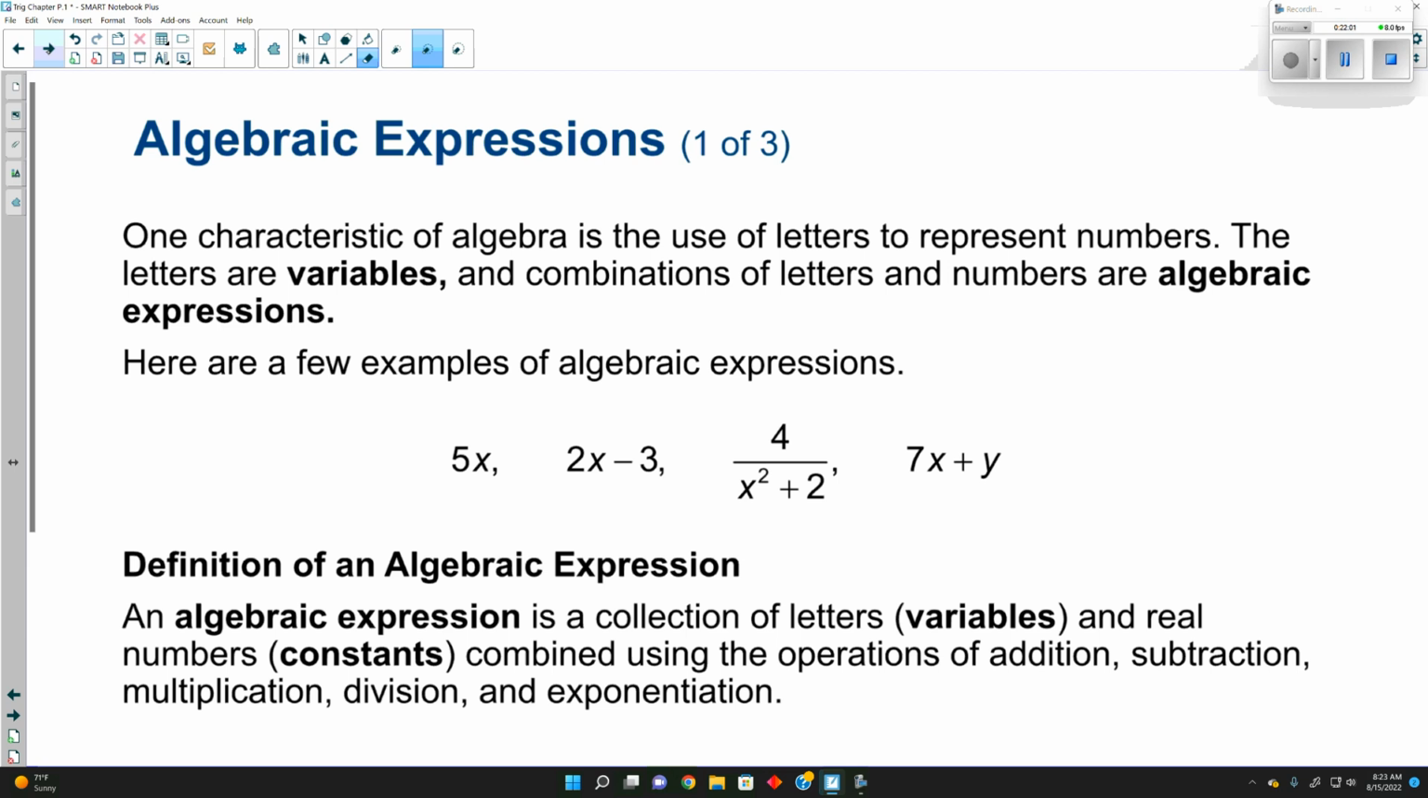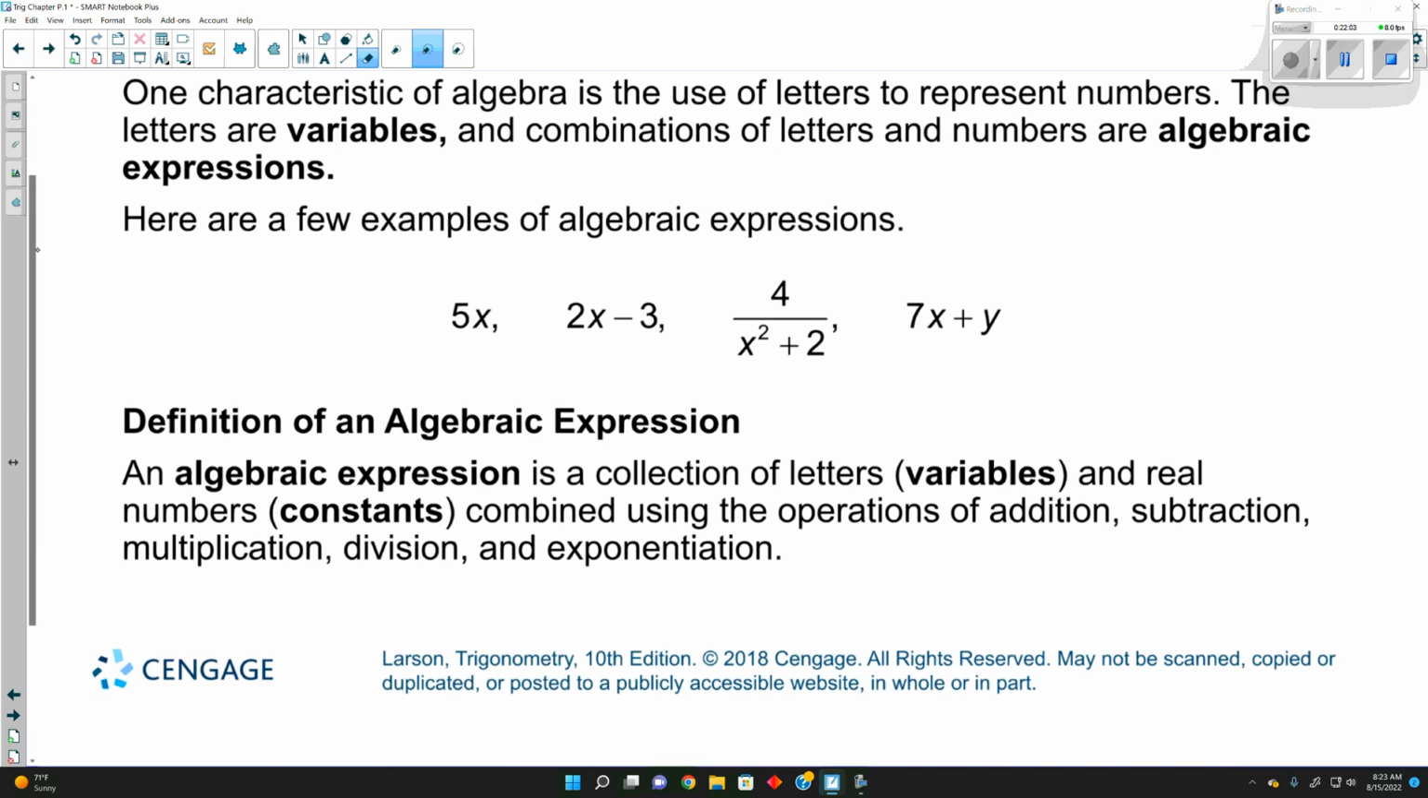An algebraic expression is any expression that contains numbers and variables. And we have these here. And a number without a variable is considered a constant. We can deal with addition, subtraction, multiplication, and division. And the number in front of the variable is considered the coefficient.